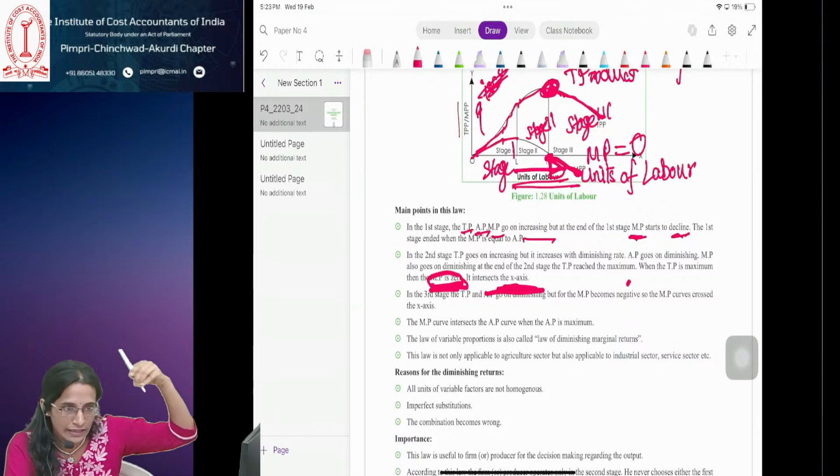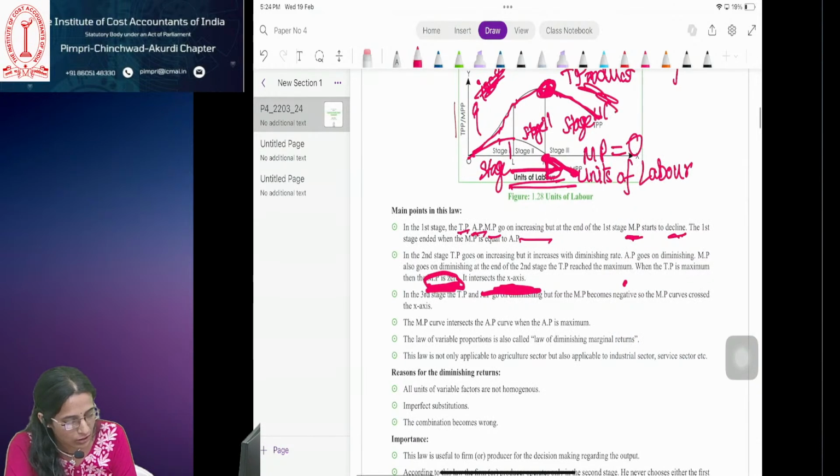In the third stage, total product goes on diminishing, negative, right? What we saw, decreasing here, this one. From the peak it is decreasing, right? Diminishing. The marginal product becomes negative. Here it is intersecting the x-axis and now it is going downwards here, negative, right? So the MP curve crossed the x-axis.